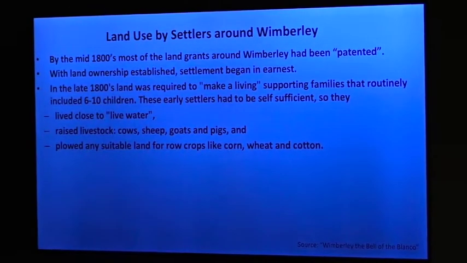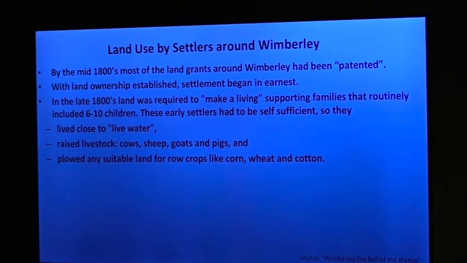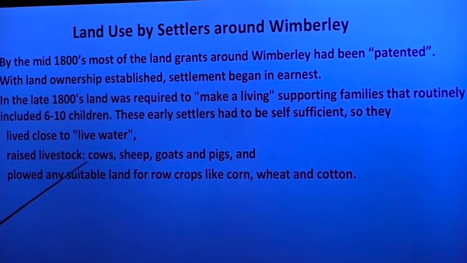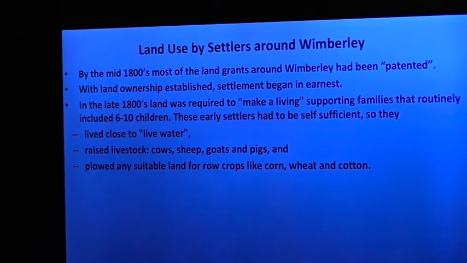So in the 1800s, land was required to make a living. It was a 2-day ride to San Marcos from Wimberley. You went there, stayed overnight, and came back, and it was a hard 2 days. So they also had fairly large families. And so what did they do? They didn't have tools to dig wells through limestone. So they lived near live water. They raised their own cows, sheep, goats, pigs, everything. And they plowed any suitable land for row crops because this community of Wimberley had to be self-sustaining.